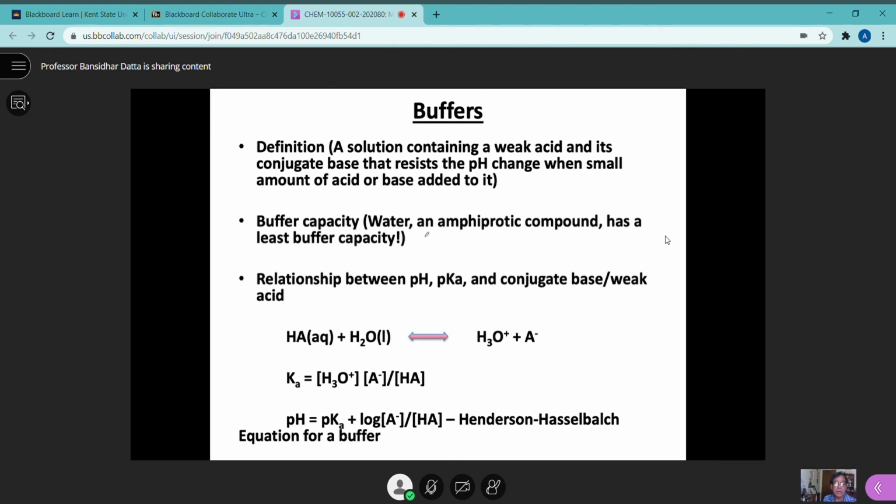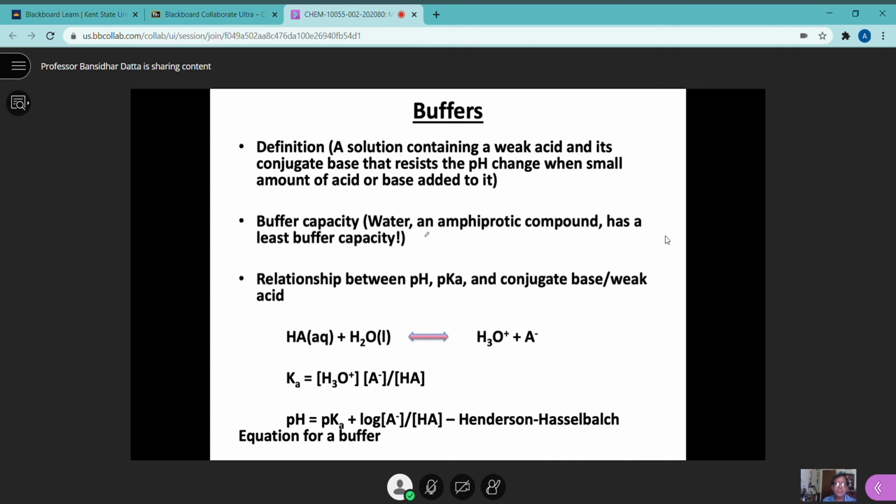Buffers are important specifically inside our blood and inside our cells. Blood flows all over the body, and cells have enzymes, proteins, etc. In order to have proper function of the blood, like hemoglobin, or the enzymes and proteins inside the cell, they must maintain a particular pH. And how do they maintain the pH? The pH is maintained through the buffering system.